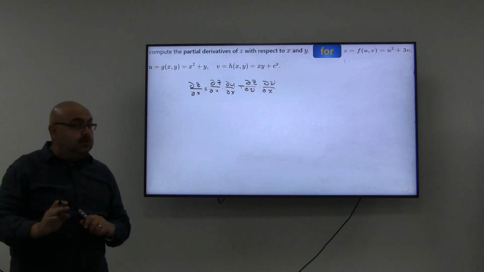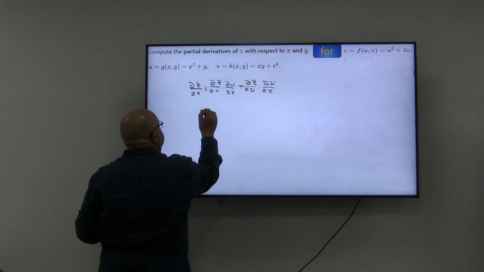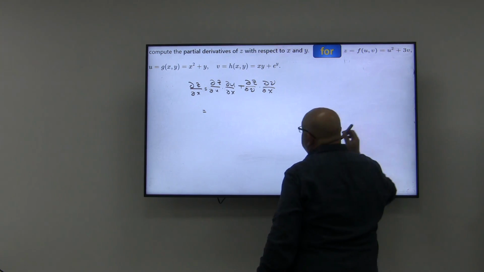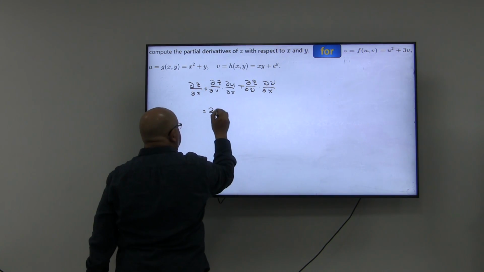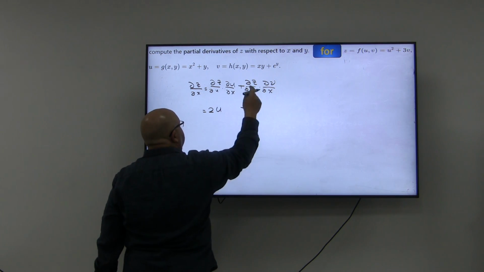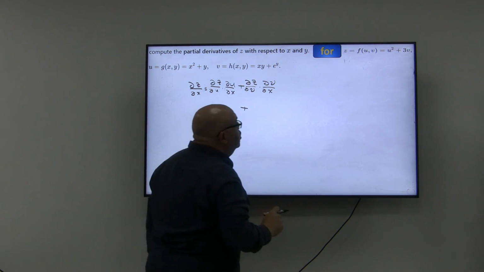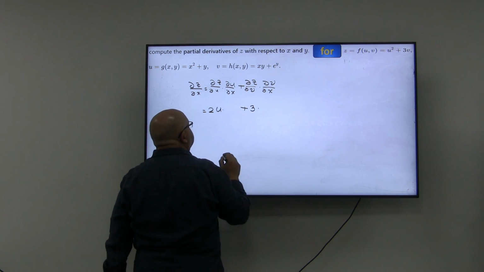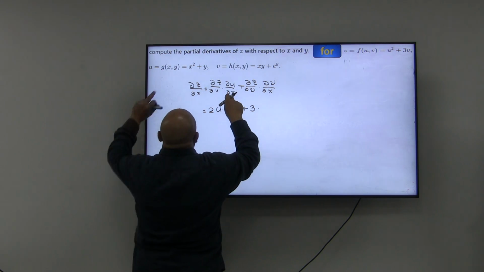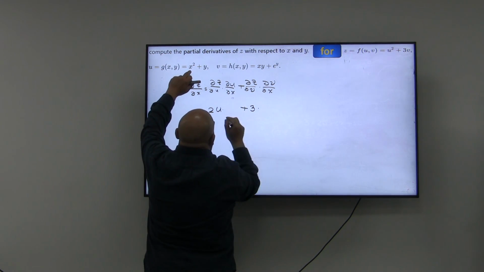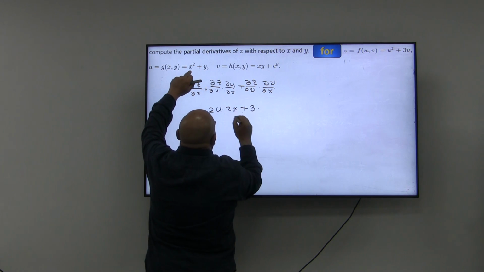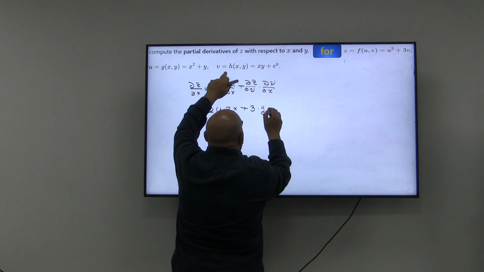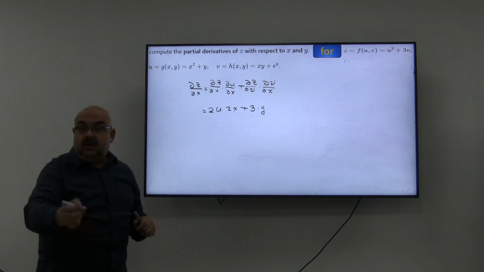Then I will start substituting. I will differentiate first z with respect to u. If I differentiate z with respect to u, it's going to be just 2u. Then I will differentiate z with respect to v, which is going to come up to just 3 times. I will differentiate u with respect to x from here. U with respect to x, it's going to be 2 over x. Then I will differentiate v with respect to x, which is going to come up to y. That's the first derivative. We can continue.